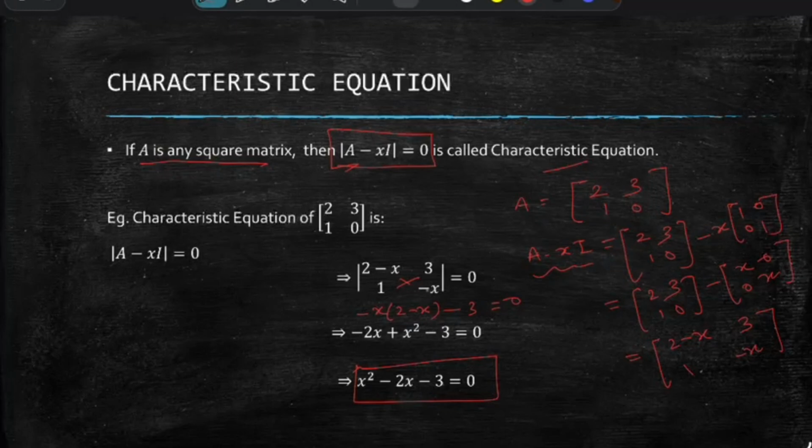Now here we have to observe one thing: the order of the matrix was 2, and we can see that the degree of this equation is also 2. So this equation we call the characteristic equation.